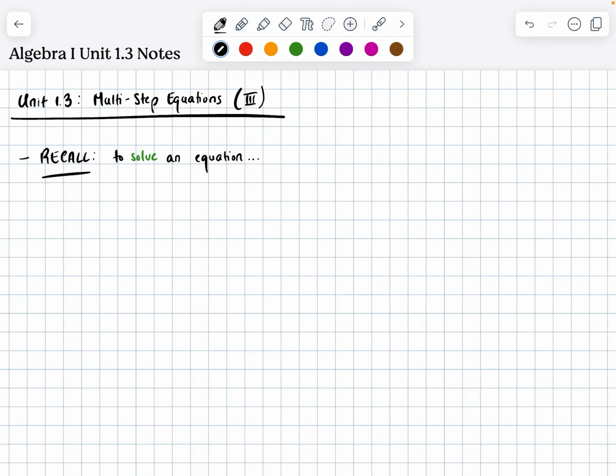We've done multi-step equations part 1. We've done multi-step equations part 2. Let's make it a three-peat. Let's hit them with the three mix. Let's talk about multi-step equations part 3. So the title of our notes today, however you choose to title them, Unit 1, Class 3. Let's talk about multi-step equations part 3.